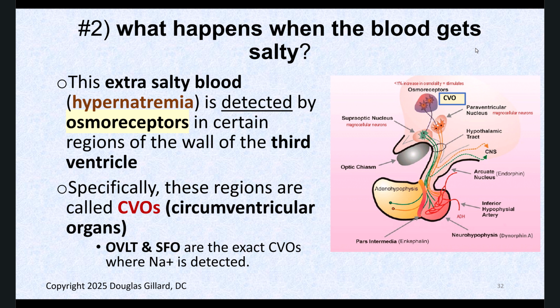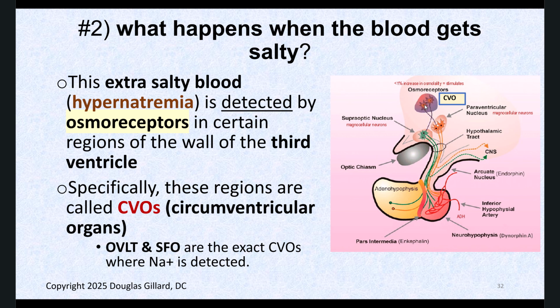But we have receptors that live in the wall of the third ventricle. Specifically, these regions are called circumventricular organs. There's a whole bunch of them, but a few of them are salt detectors. The OVLT and the SFO are the exact CVOs that detect hyperosmolality, specifically hypernatremia. 1% will set them off. And they're osmoreceptors, of course, so they detect increased osmolarity or osmolality.